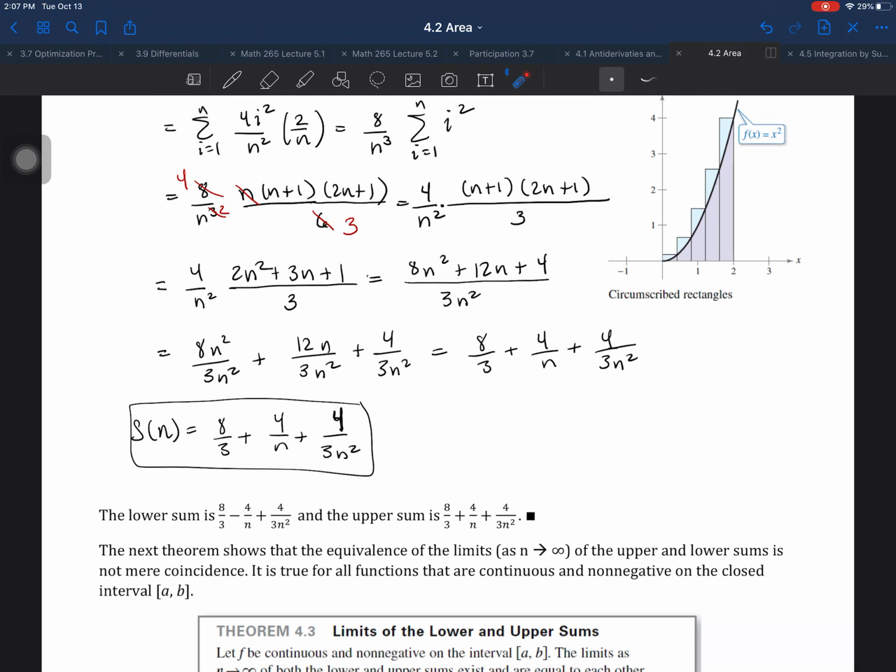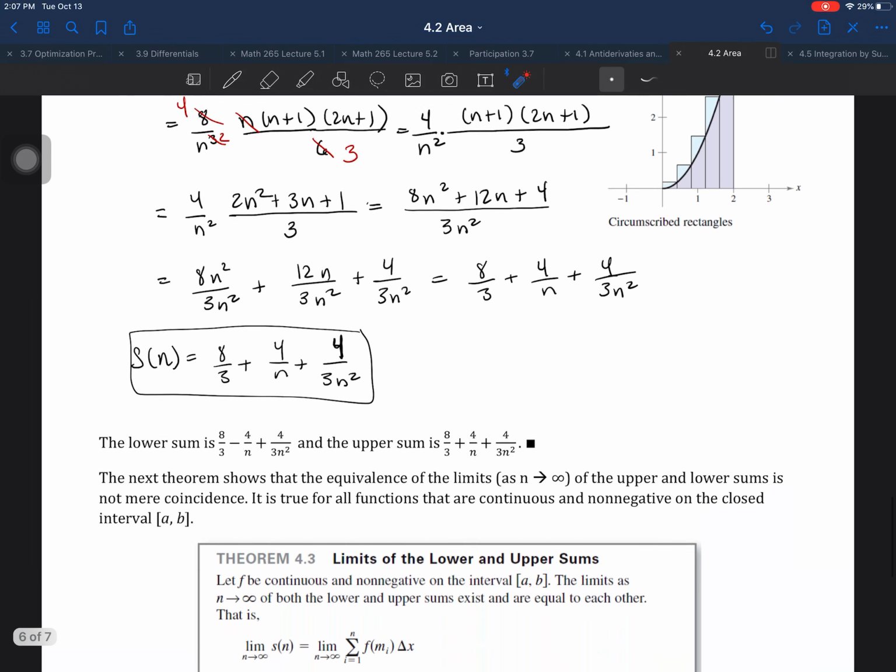But what will make it more accurate? Well, what about 10 million? With 10 million rectangles, this is going to be so small, right? You're barely going to be able to see rectangles in there. But it's going to become more accurate.